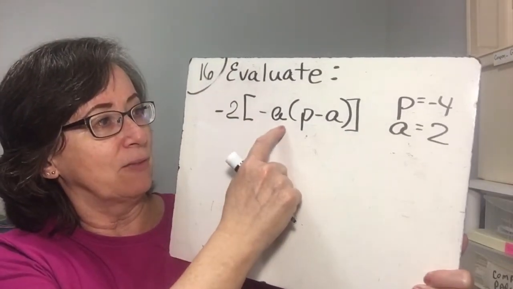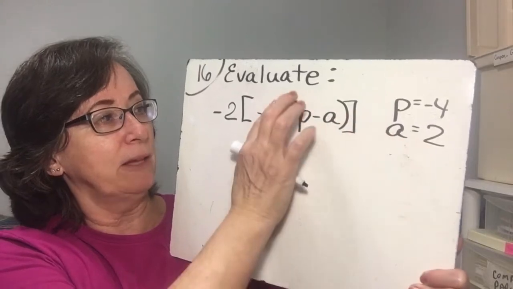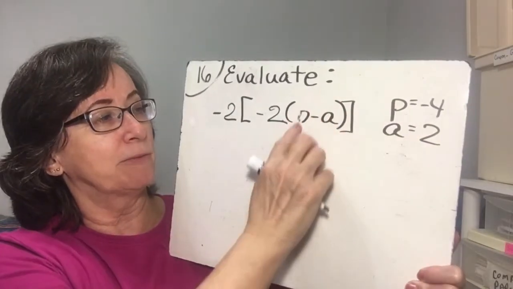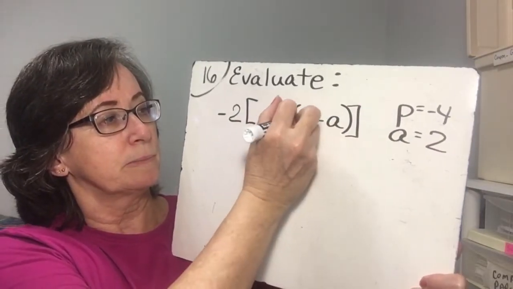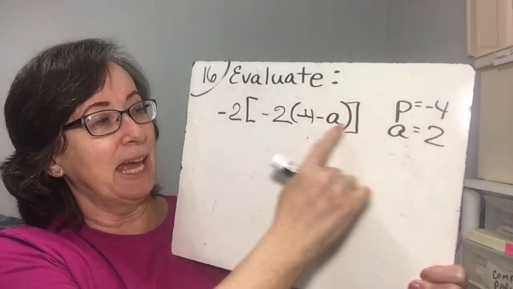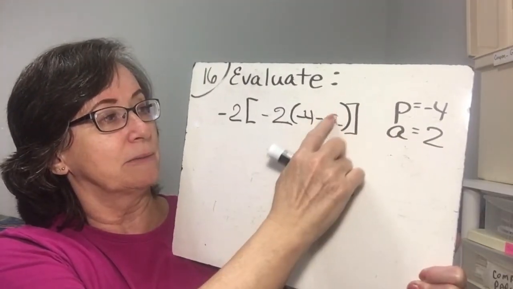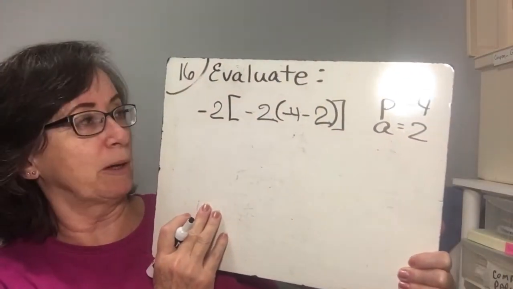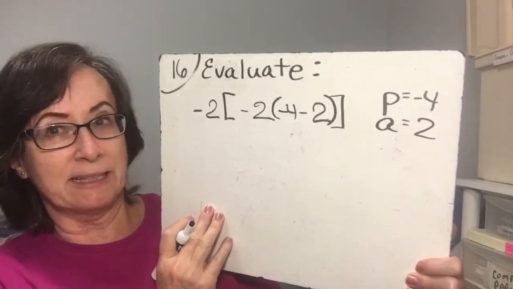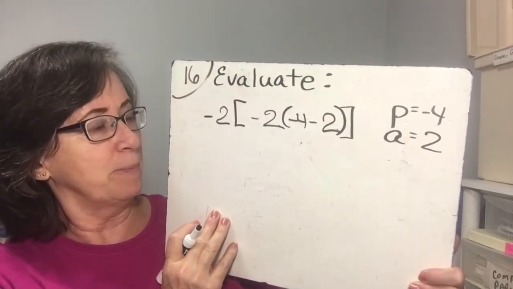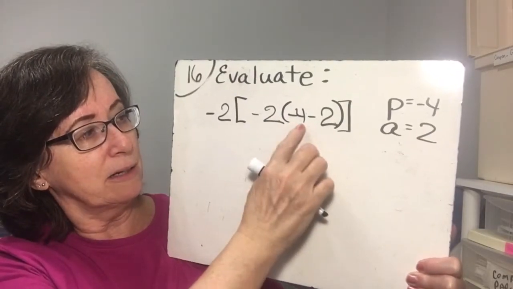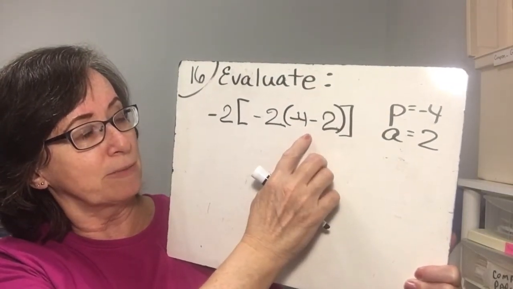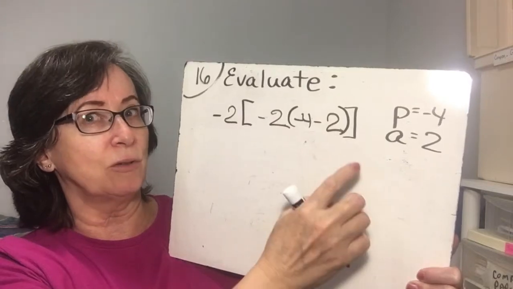Then we have a negative a, which will be a negative 2. A positive p will be a negative 4. And then a negative a, remember, is a negative 2. Now we didn't use any parentheses, but we did kind of adjust things in our head. Now this in here has to happen first because it's the innermost symbol of inclusion. So what is negative 4 minus 2 more?